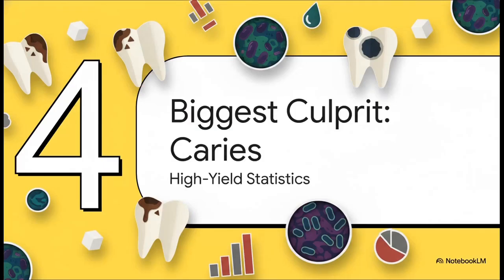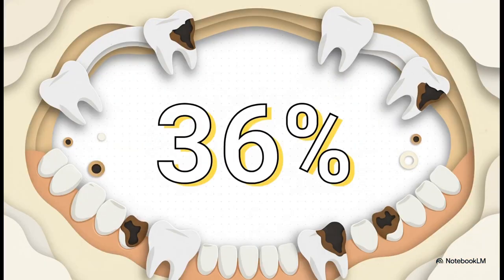Section 4, the biggest culprit, caries, high-yield statistics. I need you to literally burn this number into your memory right now.